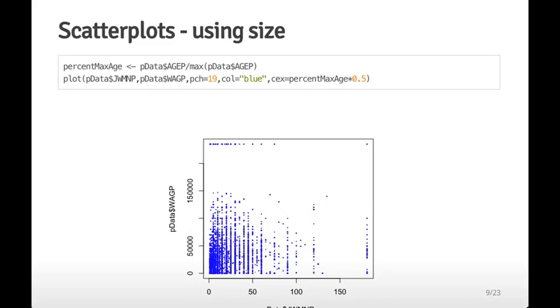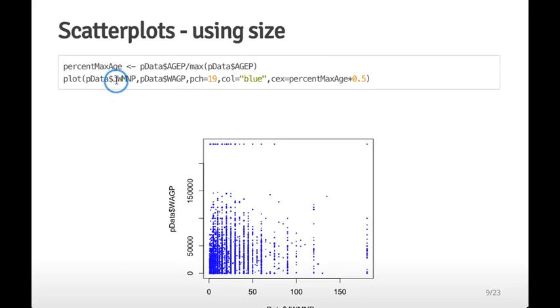You can also use size to illustrate the third variable. This can be really useful in some cases and kind of hard to see in other cases. So here I've calculated a new variable that is the percentage of the max age that each value is. I take the ages of the individuals observed in the study and divide by the maximum age. So what I get is the percentage of the max age.